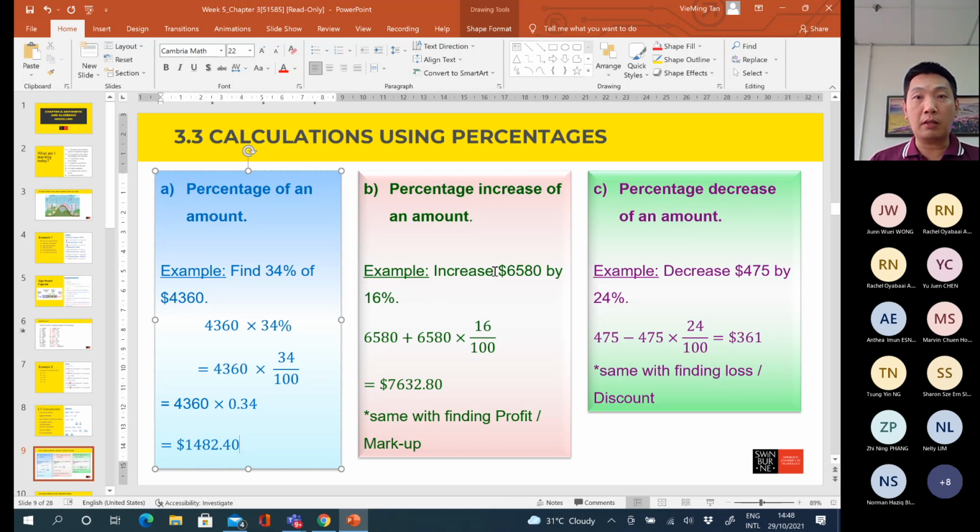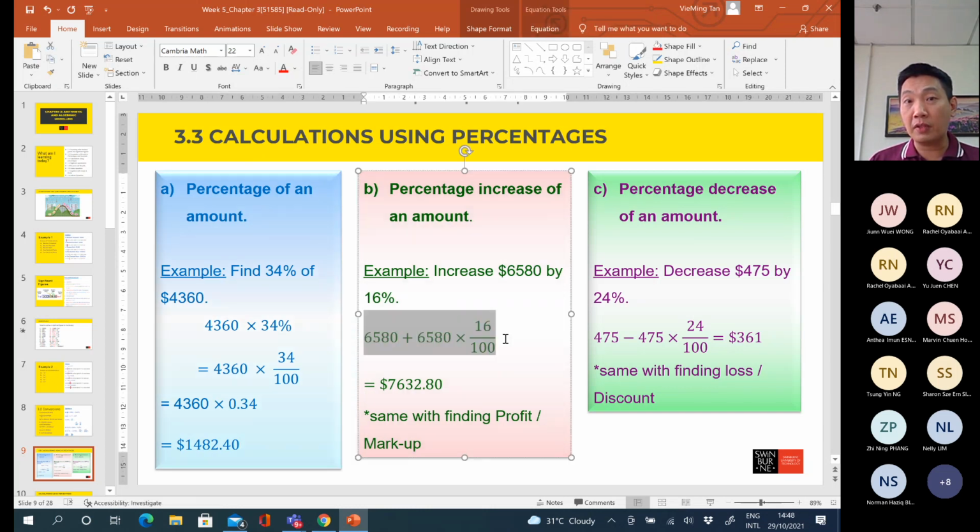What you can do is calculate. You can just show 6580 is the original number, right, plus the 16% percentage increase. So you can use 6580 multiply 16%. 16% means 16 divided by 100. This is the original number. This part, the second term here, refers to the amount of increase, which is 16% of the original value. Right. Then you should be able to get what value?